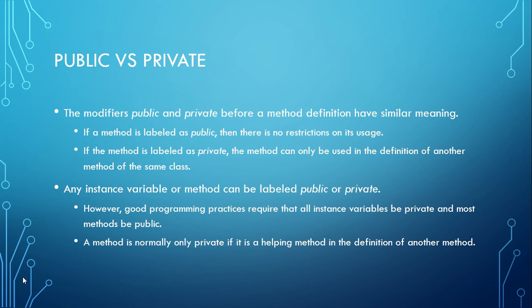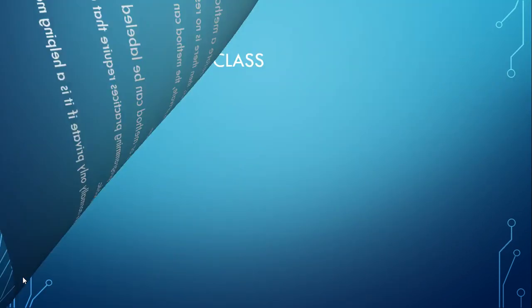And the exceptions are this. A method is normally only private if it is a helping method in the definition of another method. So what that means is that inside of that class, so let's say date second try, the one we just looked at, had a method that would define something that another method would need, then that would be considered a helping method. And we'll see some helping methods in date fifth try today that we look at.